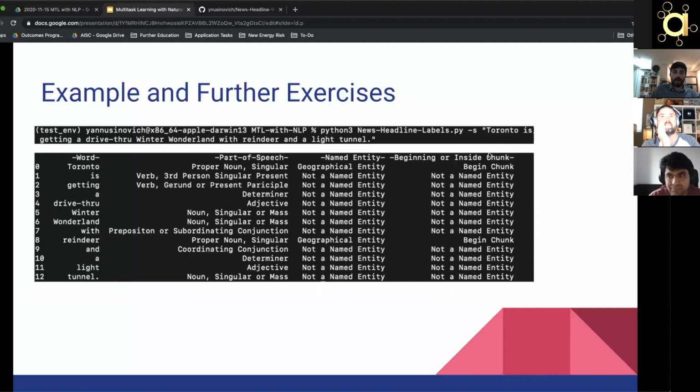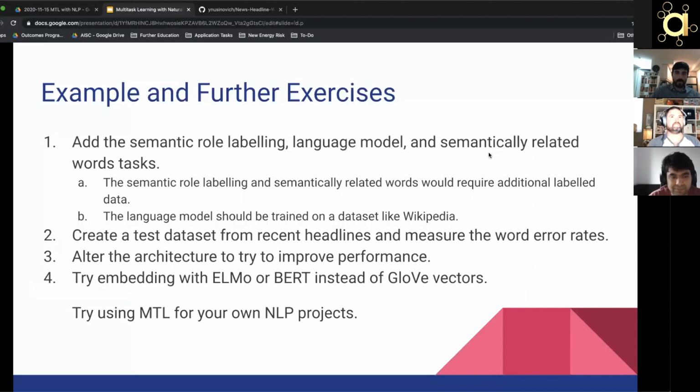And so I'll go on to some further exercises for you if you are interested. So some other things you could do, you could add the other tasks. You could add the semantic role labeling, the language model, and semantically related words. Of course, the semantic role labeling and semantically related words would require additional labeled data. And then the language model should be trained on a data set like Wikipedia. The news headline data set is too small. But if you found that data, it would definitely be doable.